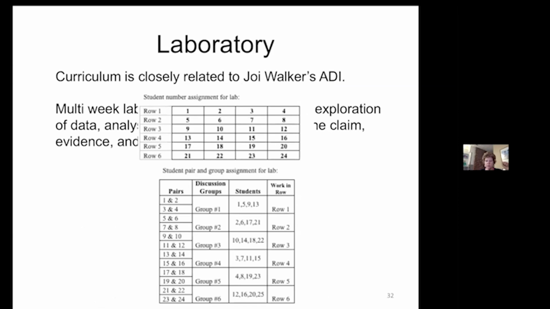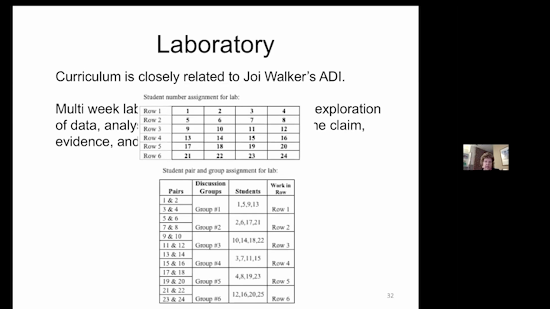You're going to break up those pairs, and it's close to what Joy talks about in ADI, where you have these big whiteboards and you start to talk about, okay, well, what's your claim? What's your data? What does your reasoning look like?